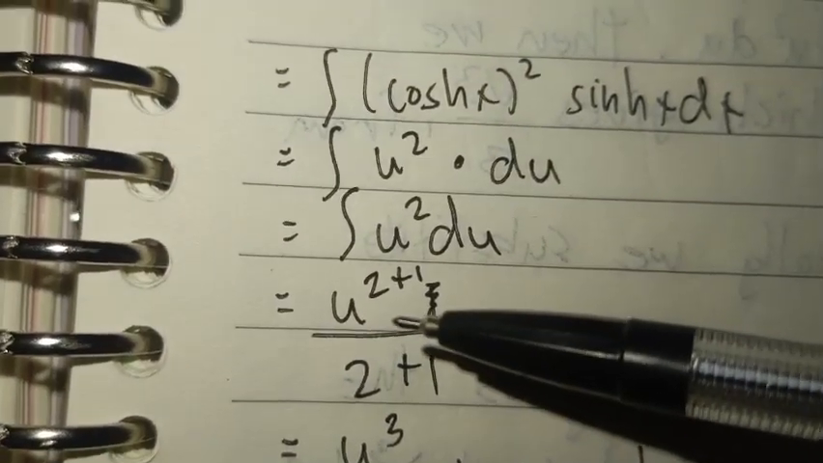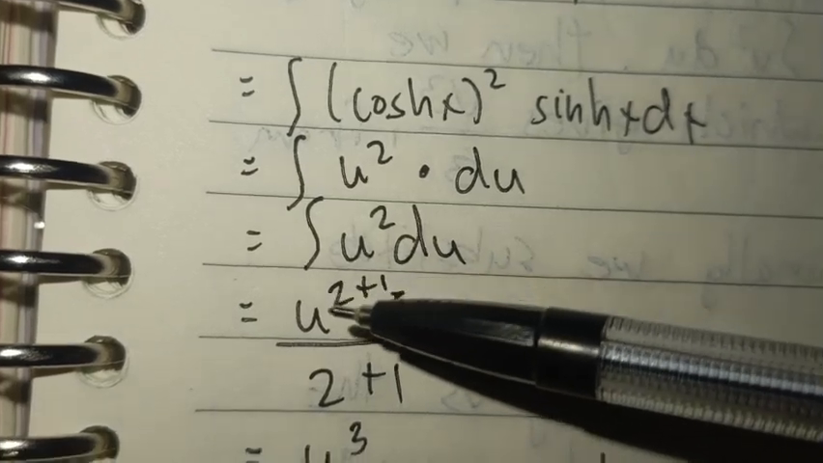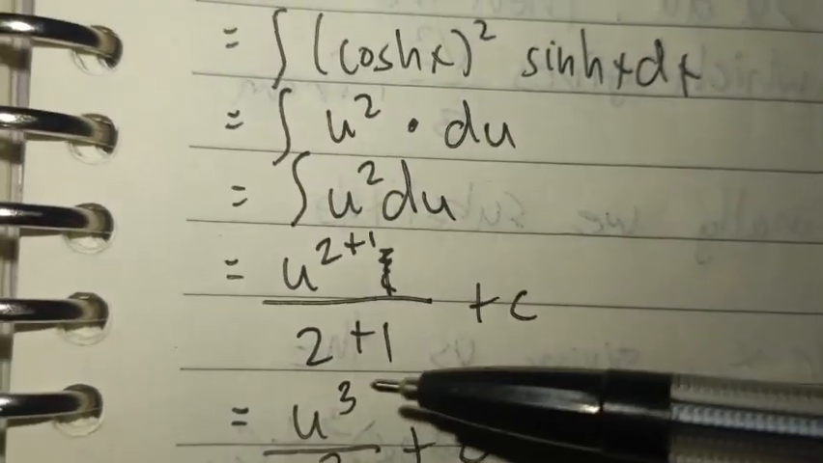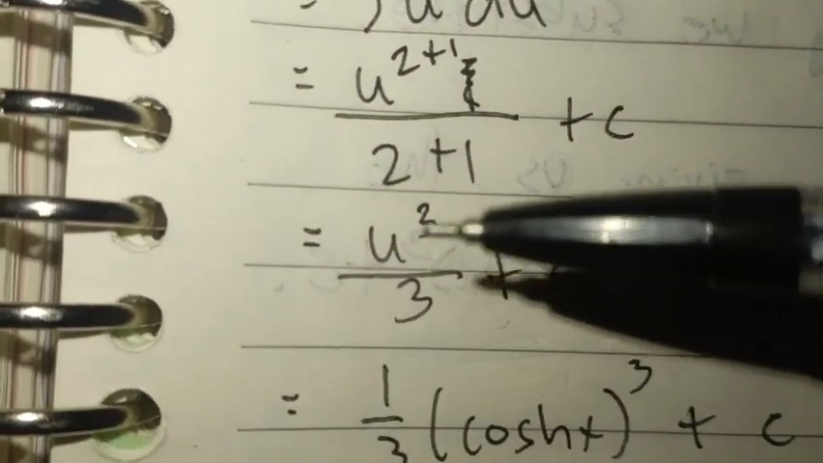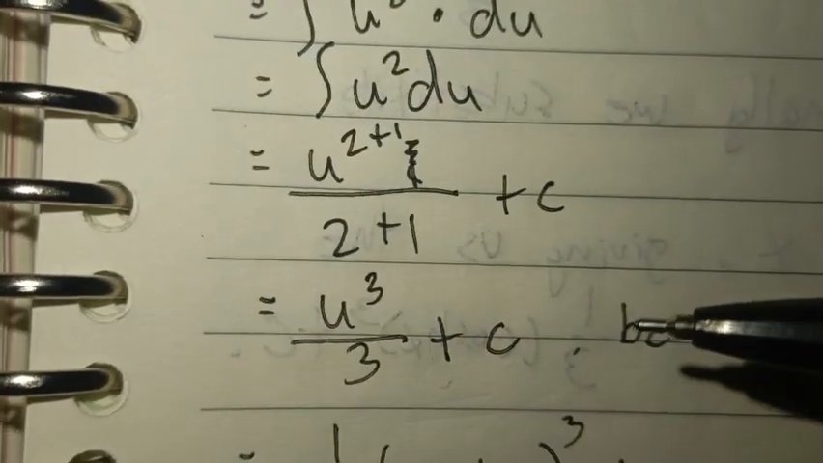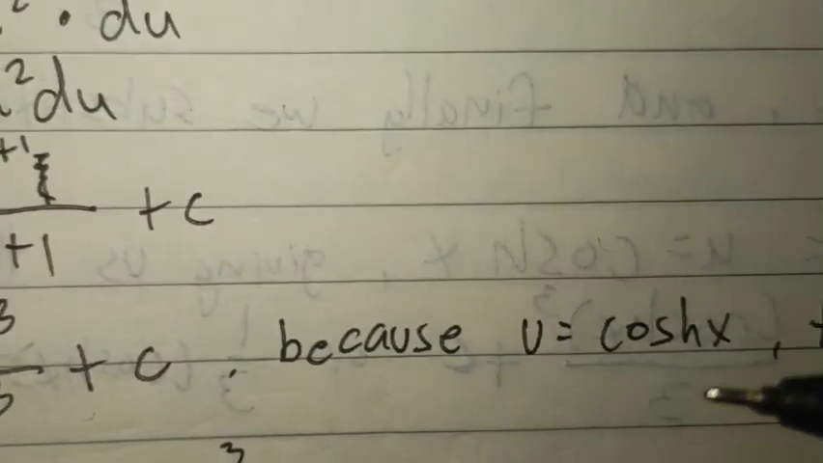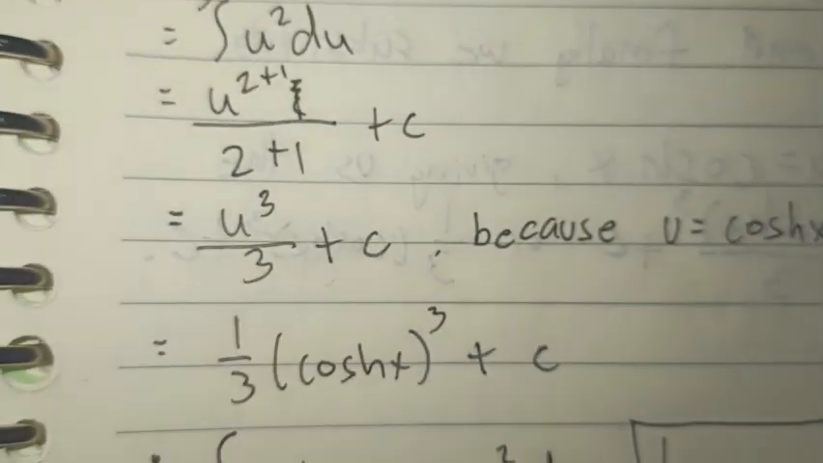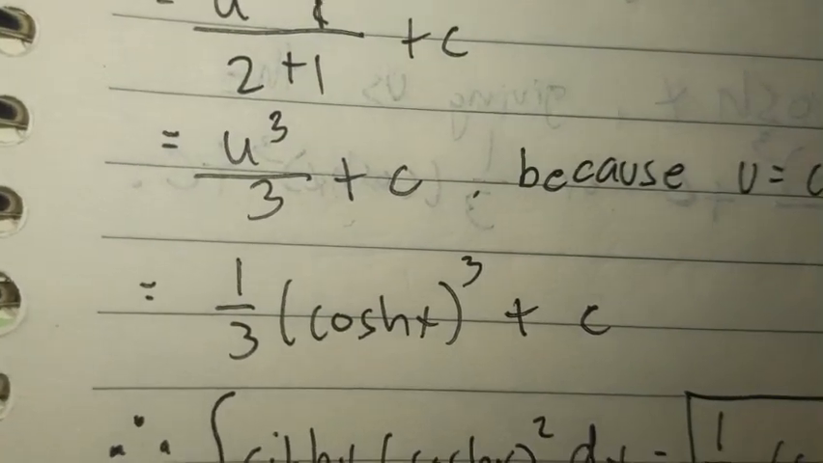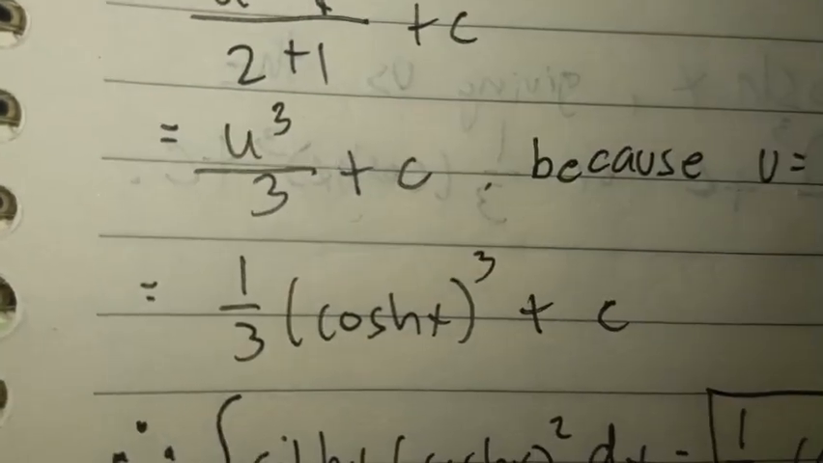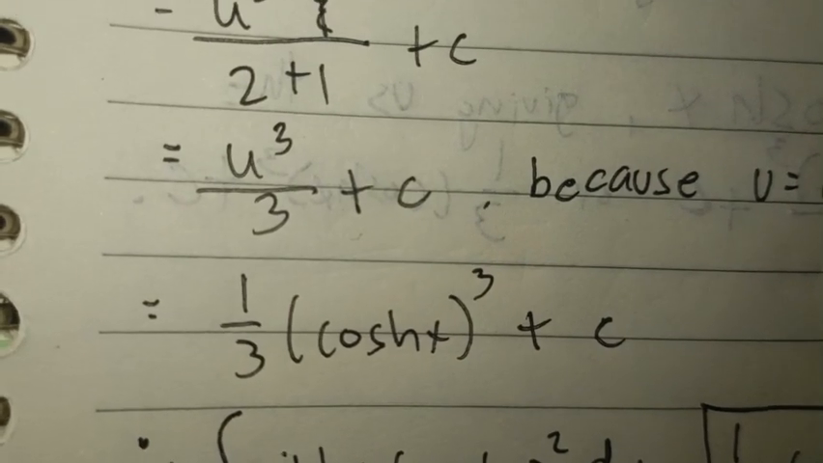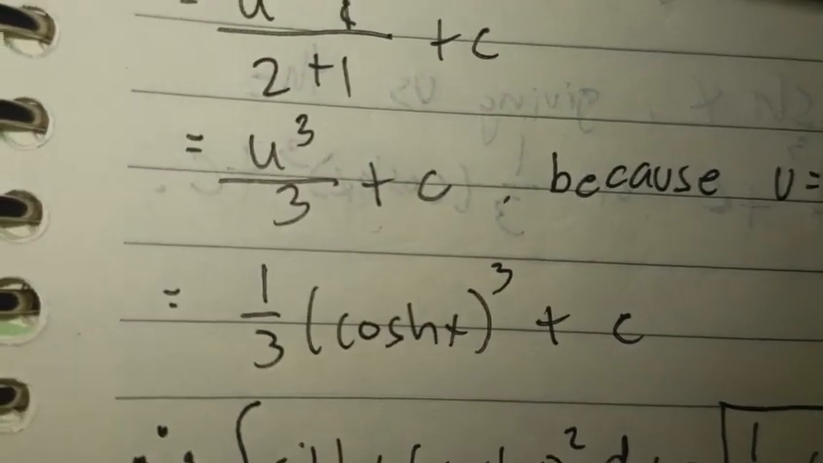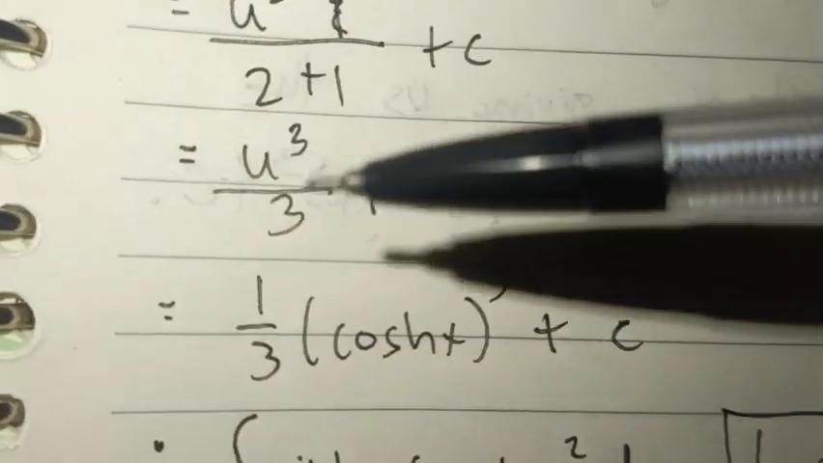So u raised to 2 plus 1 over 2 plus 1 plus c. So we have here u cubed over 3 plus c, because u is equal to cosine hx. Then we're going to substitute here our u as cosine hx. So why did it happen to become 1/3?